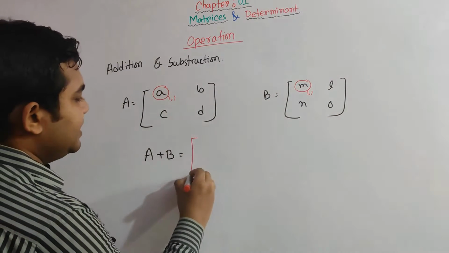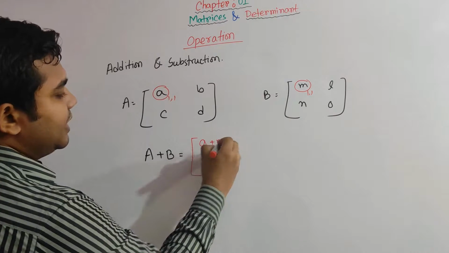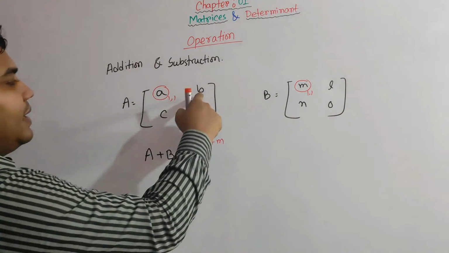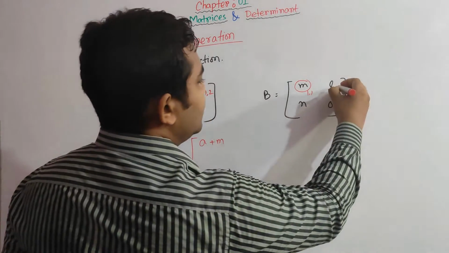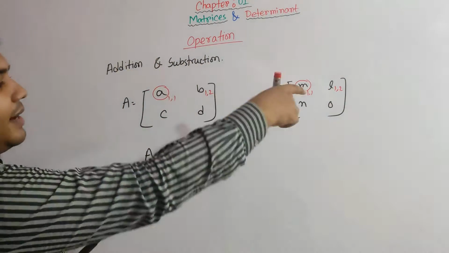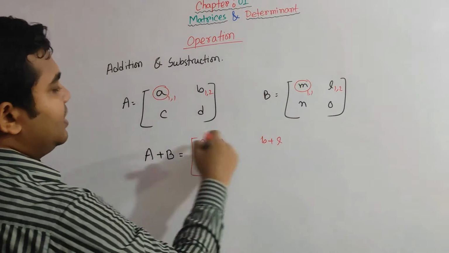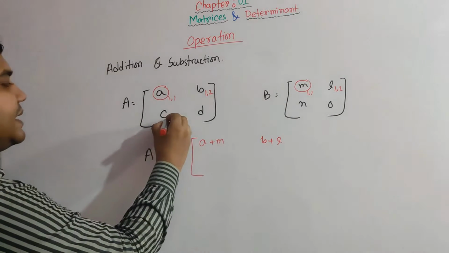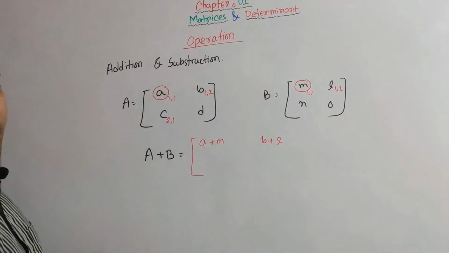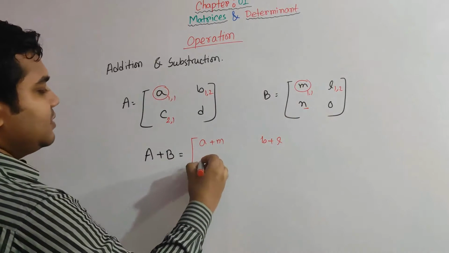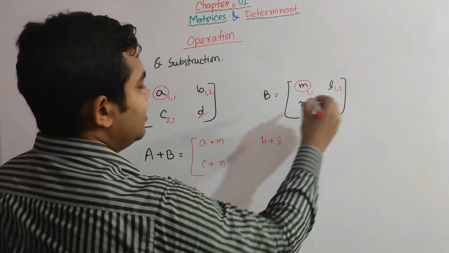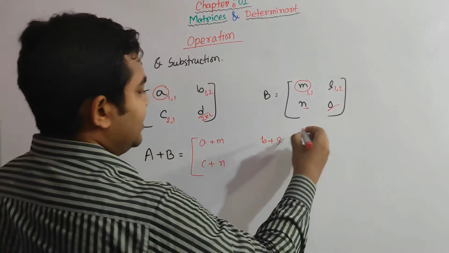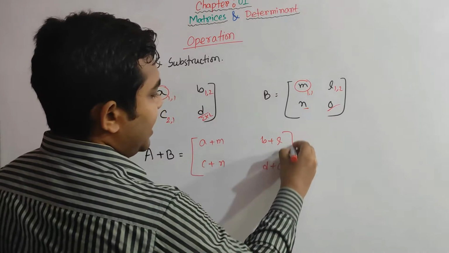So it can be written as A plus M. Here the position is first row second column, and it is also first row second column, so add these two. In the case of second row first column, it is also the same thing, so it should be C plus N, and here it is second row second column, this is also second row second column, that's why these two should be added.